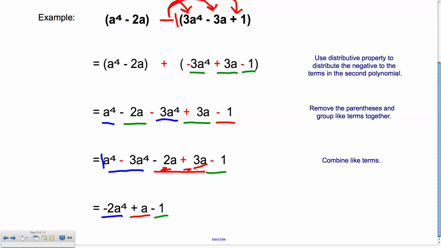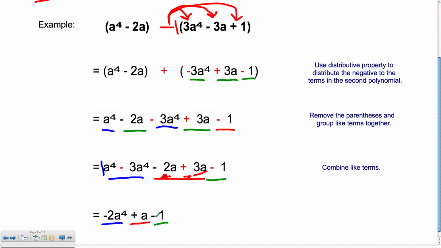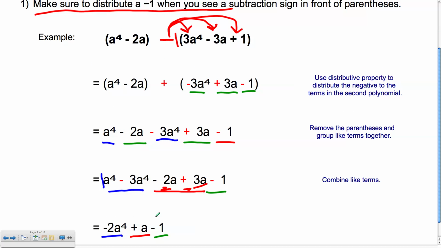So, basic idea of this slide, just make sure, back up here, that if you have a -1 or a subtraction sign in front of your parentheses, you're doing the distributive property to make sure each thing in that set of parentheses that comes after gets multiplied by -1.